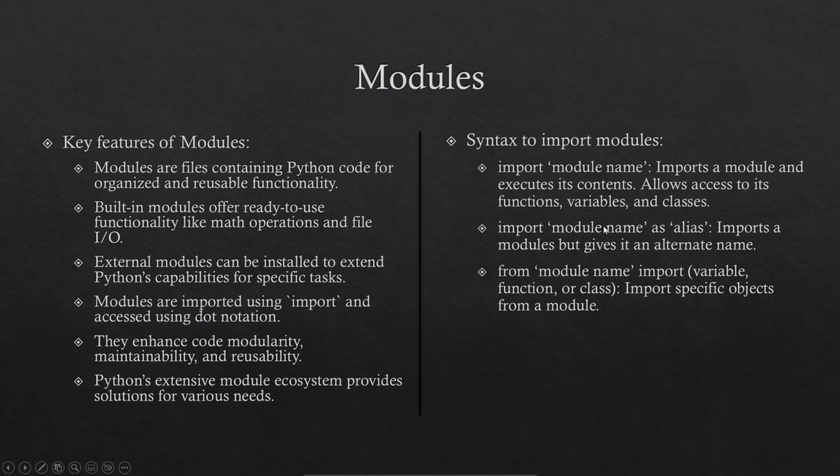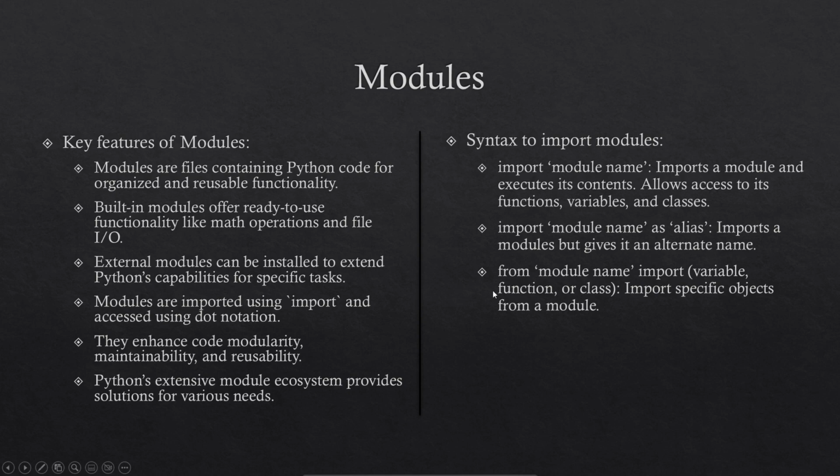You can also import a module name as alias, which will give the module a new name for you to use. So if it's a really long module name and you want to shorten it, you can shorten it to whatever alias you want, and then you would type that name dot and then whatever function, variable, or class inside the module that you want to use. And there's from module name, import, and then a specific variable, function, or class. This allows you to import only a piece of the module and not the entire module.